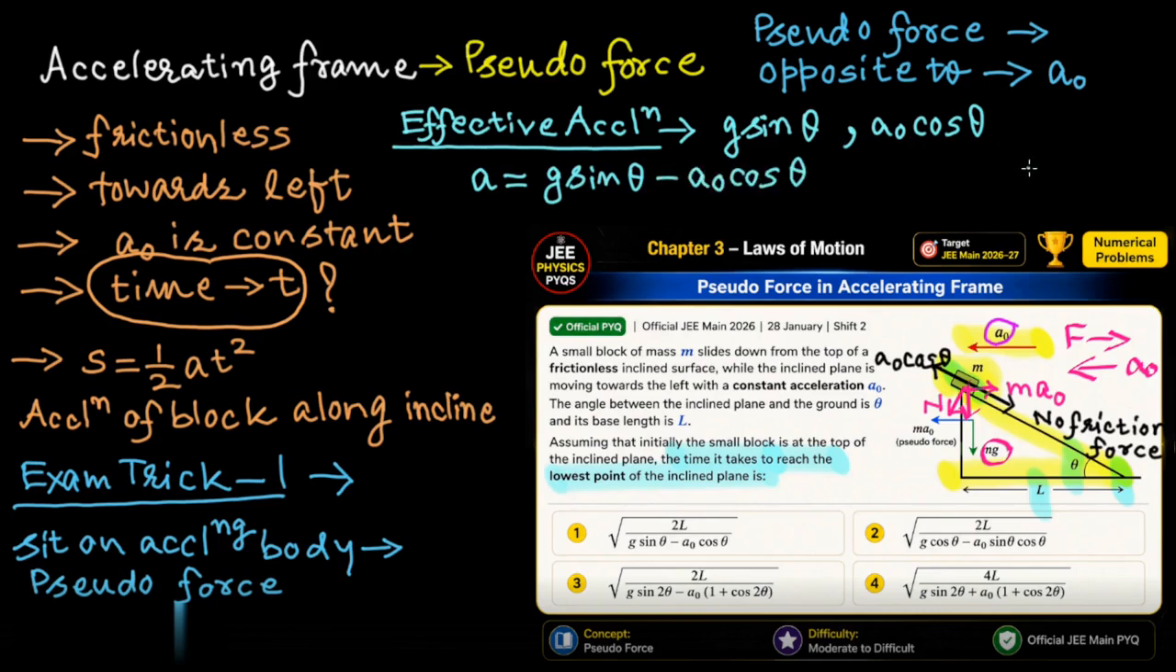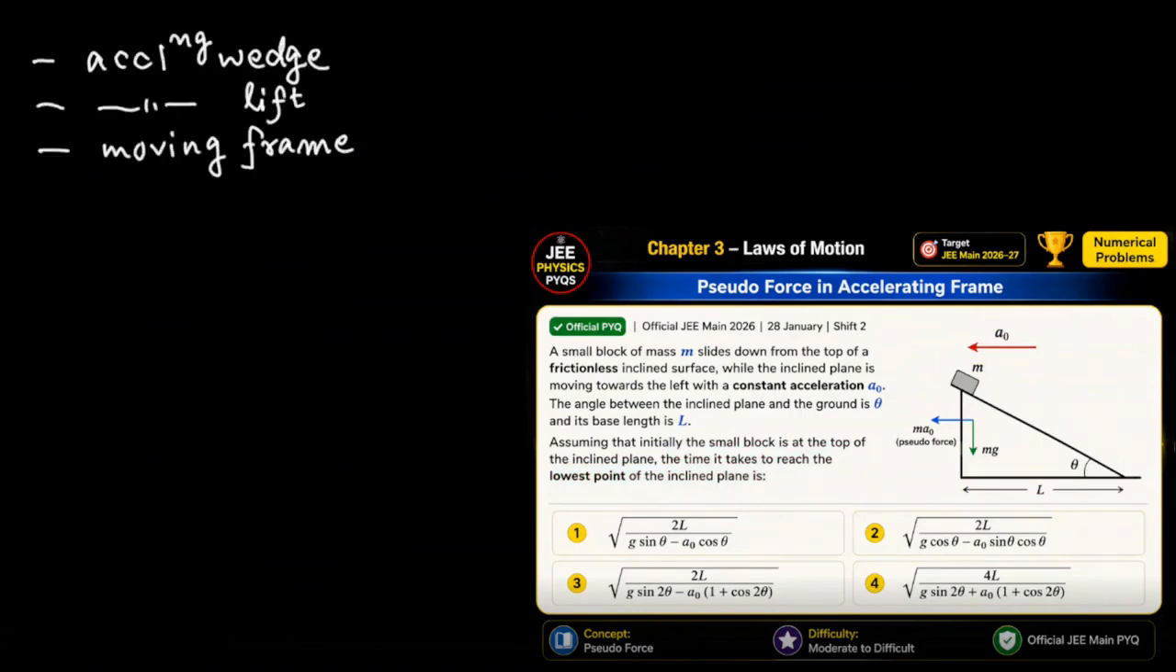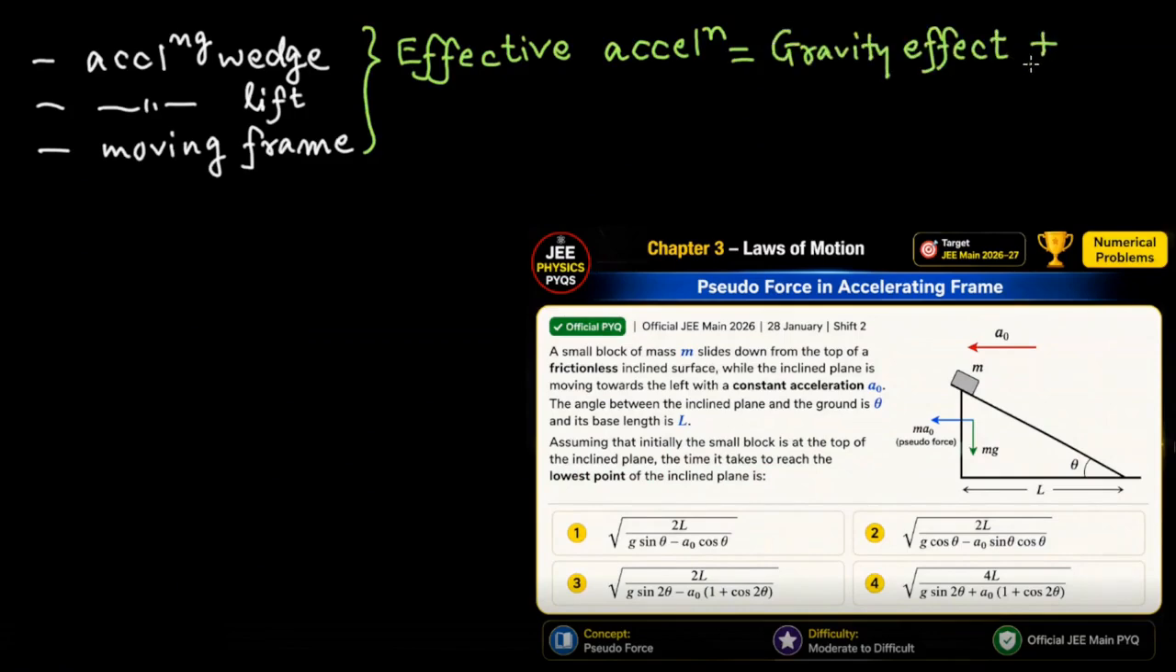This is the heart of the entire question. If you correctly obtain this expression, the remaining solution is just kinematics. Whenever you see an accelerating wedge, accelerating lift, or moving frame, immediately think: effective acceleration equals gravity effect plus or minus pseudo force effect. Don't derive everything from scratch every time.